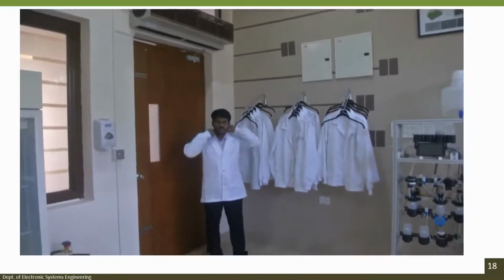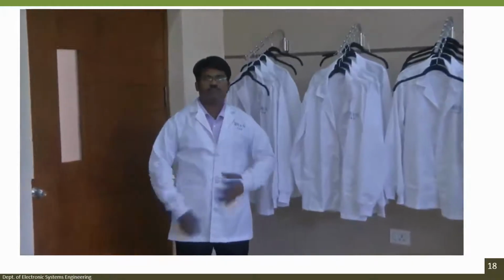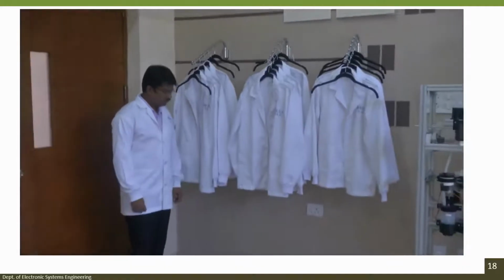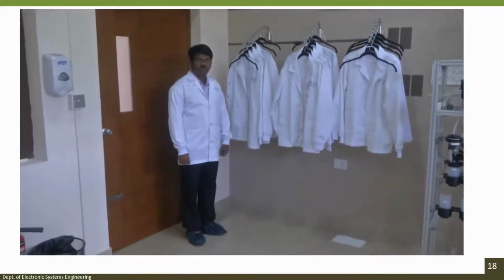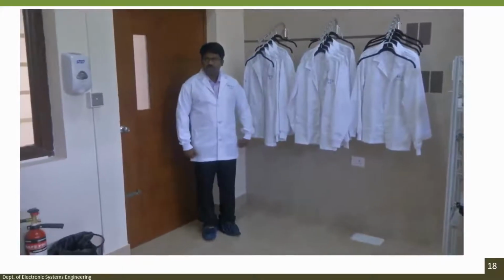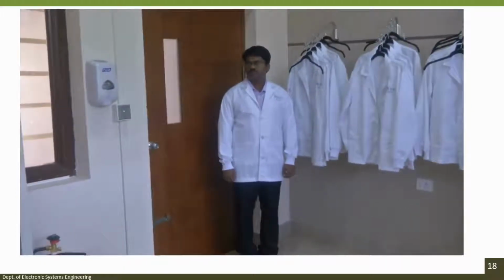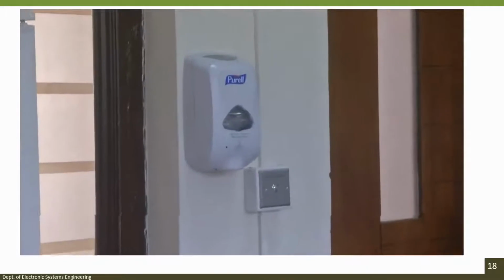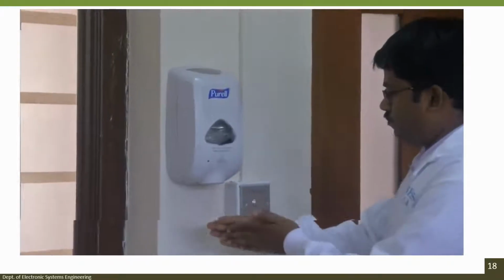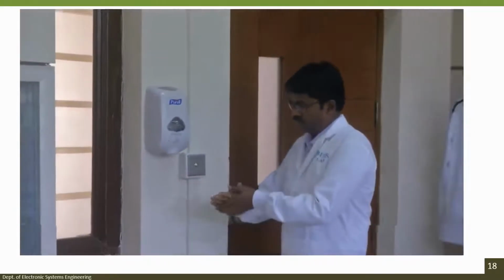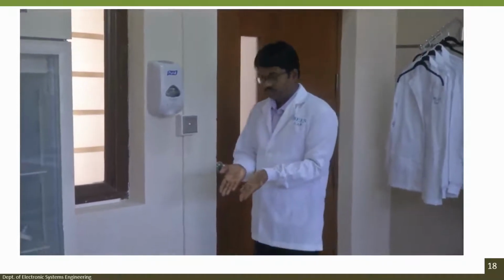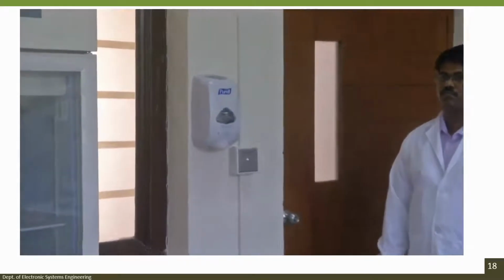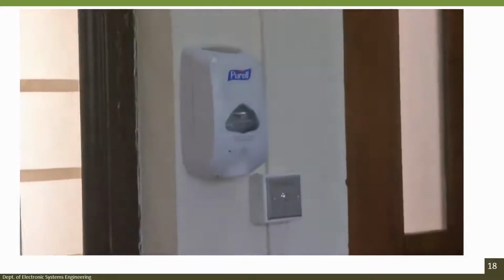Now that we've seen how our visiting scholar has used the gown and worn it, as you can see, he's wearing his shoe covers and the gown. To his right side, there is a hand sanitizer. Again, why is it important to use the hand sanitizer even before you enter the clean room? In case you think there could be some dust or particulates on your hand, you use this sanitizer and clean your hands so that it does not hamper the working of your device.